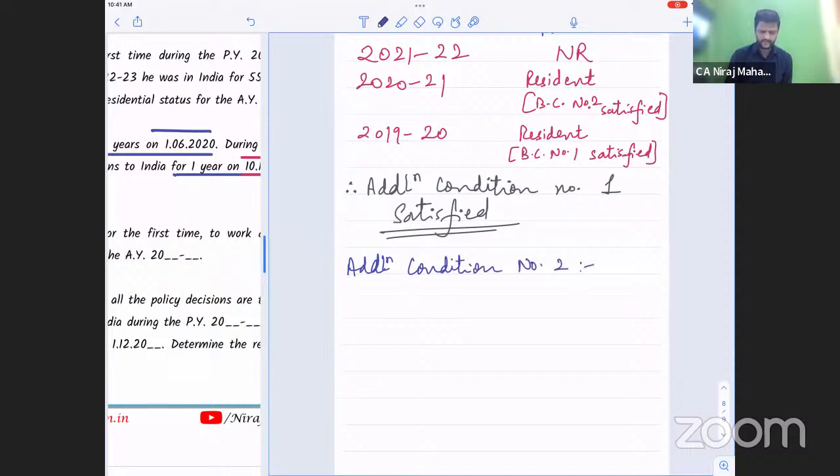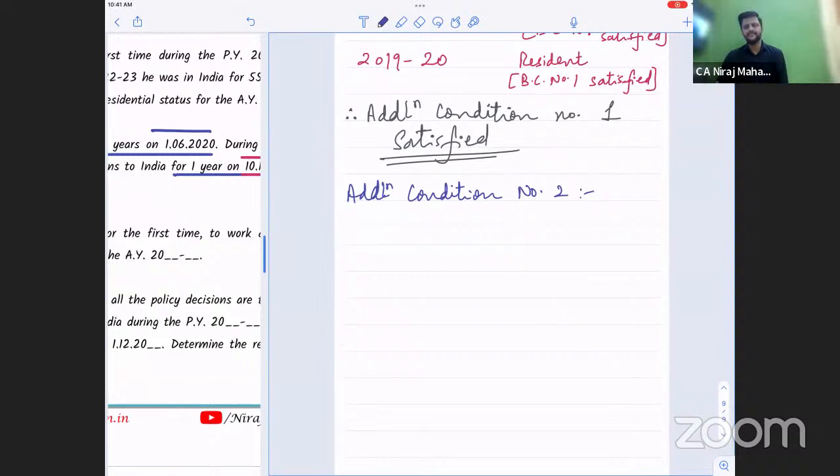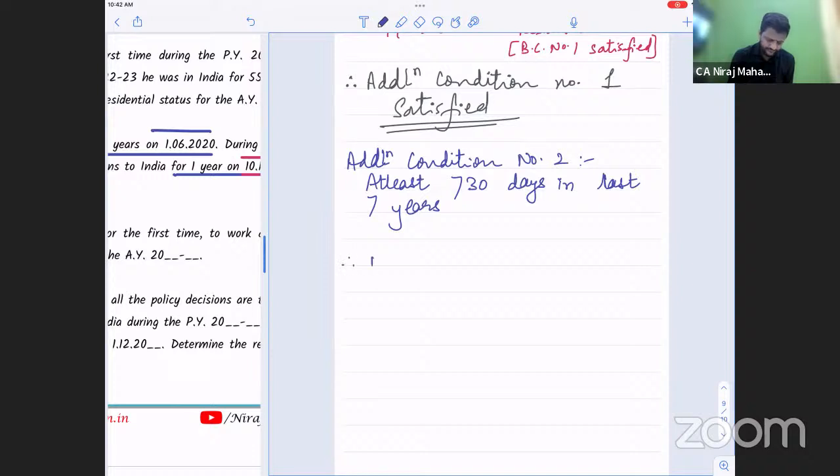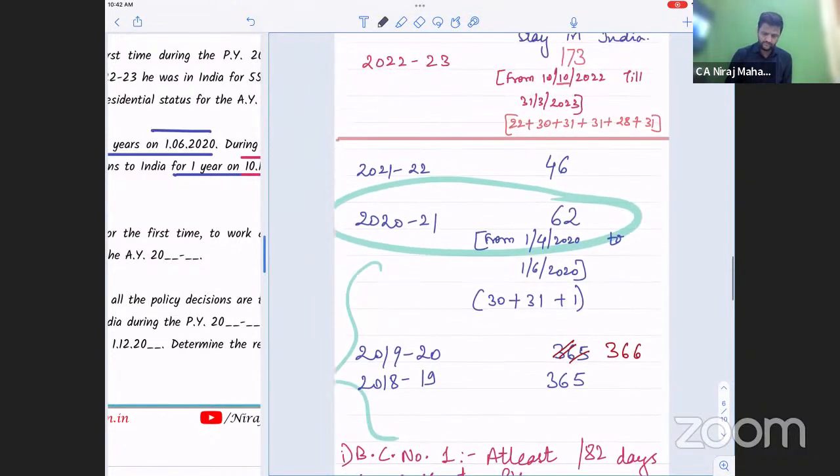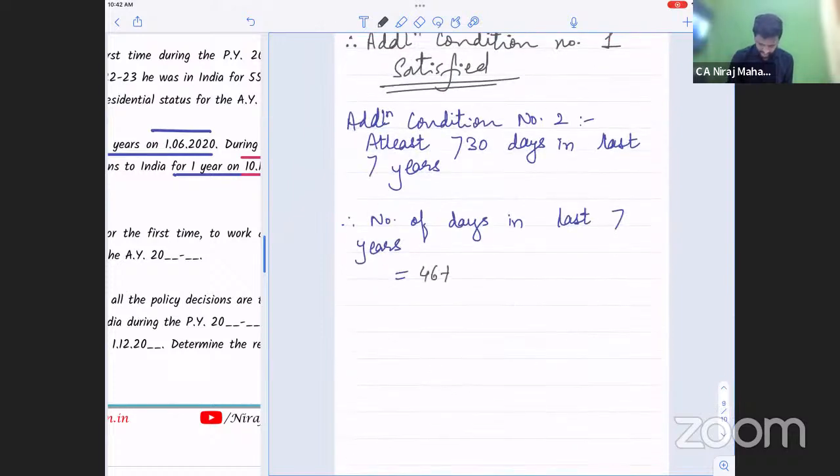Additional condition number 2. What does it say? At least 730 days in the last 7 years. In the last 7 years, I want to show that number also. Therefore, number of days in the last 7 years, 7 PYs only. What all numbers will I take? 46, 62, and so on: 1, 2, 3, 4, 5, 6, 7. Obviously 7 years.